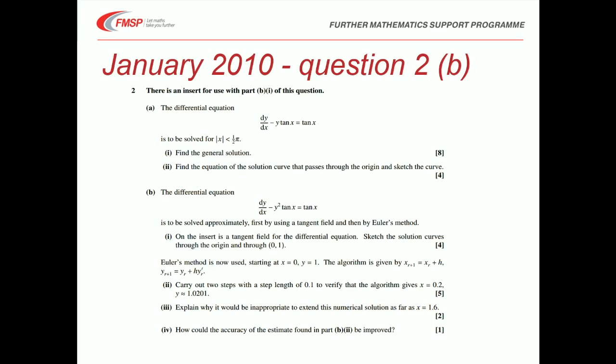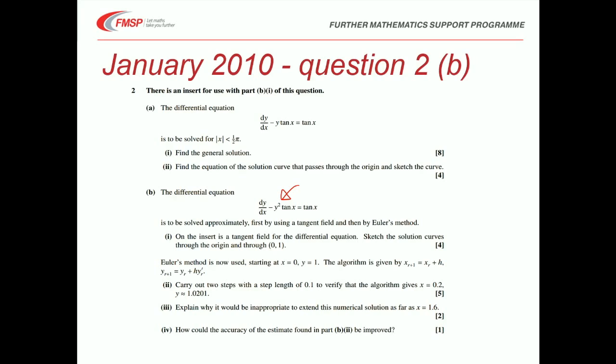I've actually looked at part A in a different video where we were looking at solving first order differential equations, so I'm going to look at part B, which gives you a slightly different differential equation. They've put the y squared in here. This is now a non-linear first order differential equation, and all sorts of methods which you used to be able to use are now unavailable.